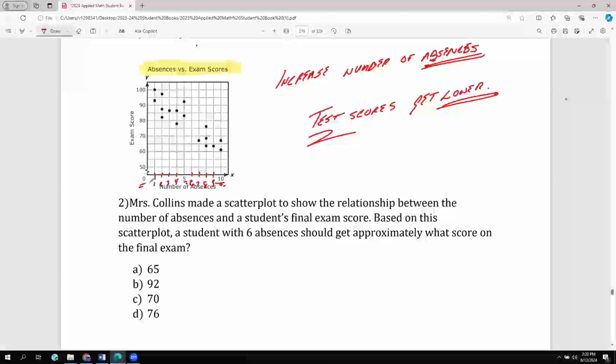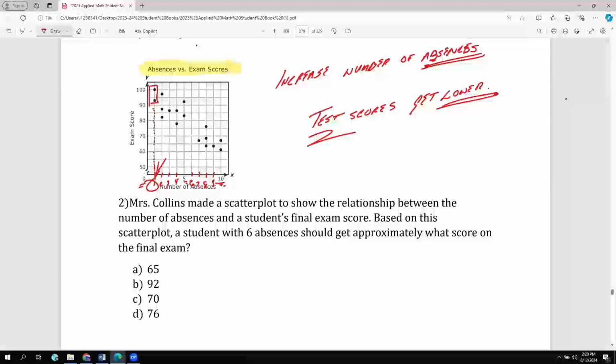Okay, so take a look. At one absence, if I look up, where are your scores at? Now you're going to notice there's two dots there, right? Remember, each dot represents a single individual person. So it means that if you have one absence, I see that two people had one absence, and this was their score.